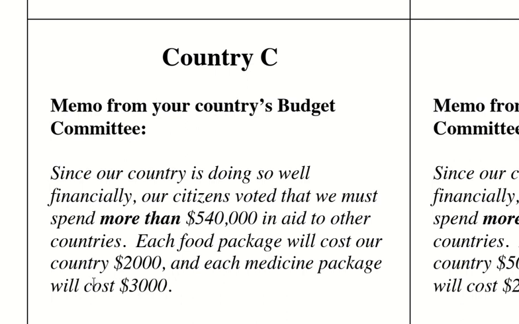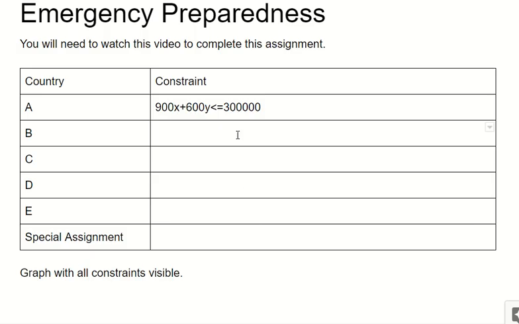All right, so let's take that information and build our second constraint. And we're doing this for country not B, but for country C. So we're going to spend $2,000 for each of the food packs. Again, X was food, so $2,000 for each X. And then plus, we're going to be spending $3,000 for these medical kits.